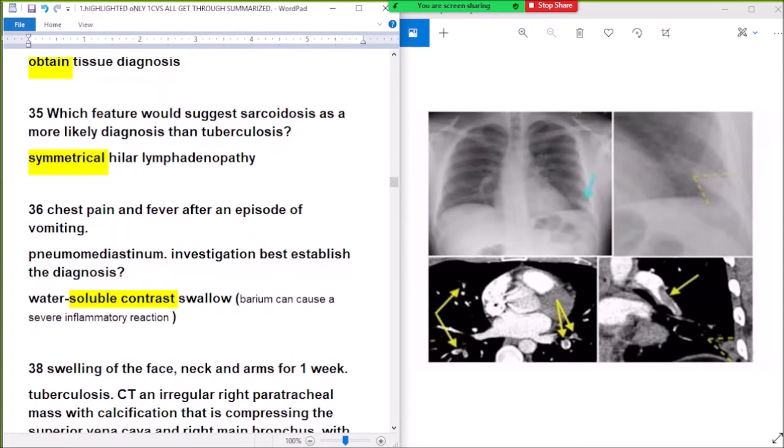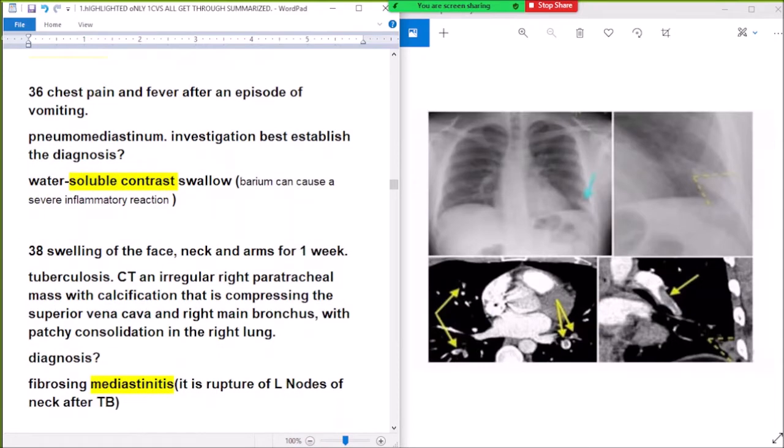Question 25. Which feature would suggest sarcoidosis as the most likely diagnosis instead of tuberculosis? Symmetrical hilar lymphadenopathy. The bilateral lymphadenopathy diagnoses are sarcoidosis, tuberculosis, and lymphoma. But bilateral symmetrical hilar lymphadenopathy is most likely seen in sarcoidosis compared to tuberculosis.